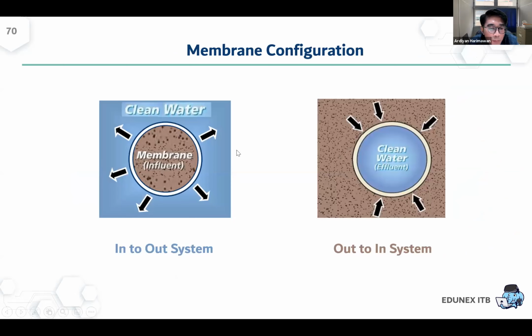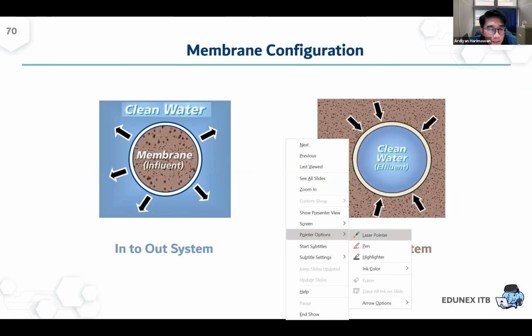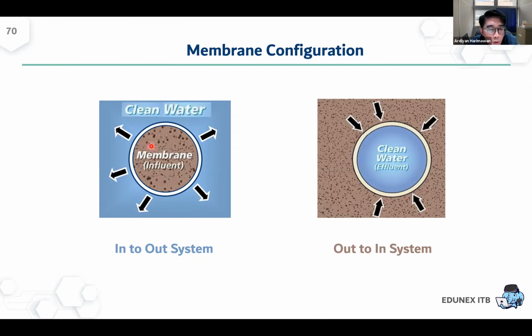Okay, so the membrane configuration, basically you can see it can be from inside to outside, like I've told you before. This is the membrane, and then the raw water goes inside the membrane, and then the clean water will go from the outside part, or vice versa. This is the raw water, and then the clean water will accumulate inside and will be collected at the other end.